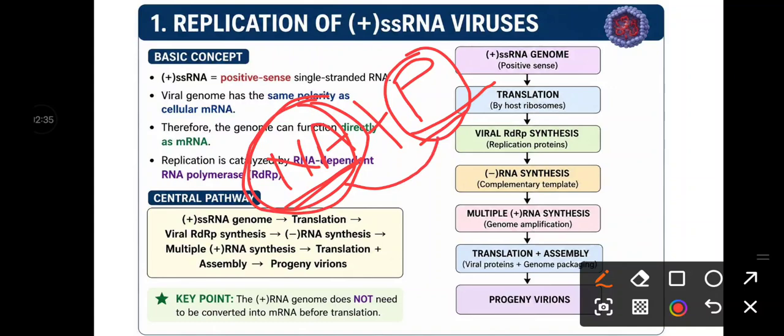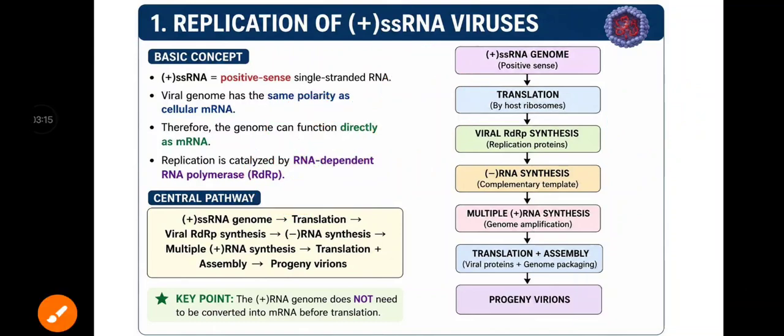Then they will assemble, finally forming the nucleic acid enclosed inside the protein coat, and after the final assembly the progeny virus will be formed. Because viruses have different types of genomes, they have different strategies to multiply themselves. So we will discuss one by one how these viruses multiply their genome and how they produce their proteins. First, the single stranded RNA virus.